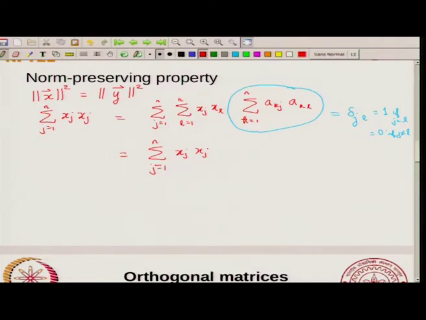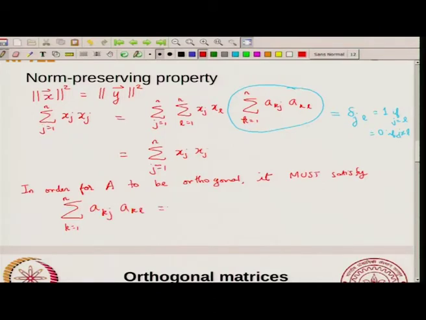So in other words, the condition for A to be orthogonal is exactly this. In order for A to be orthogonal, it must satisfy sum over k equal to 1 to n akj akl equal to delta jl. Now, what is this sum over k equal to 1 to n akj akl? That means you are taking the jth and lth column, and the elements of the kth row, and you are multiplying them together.